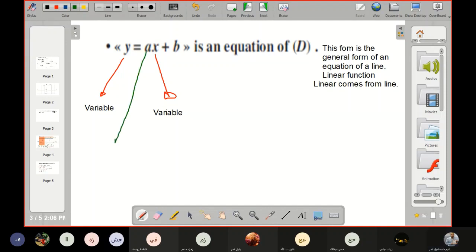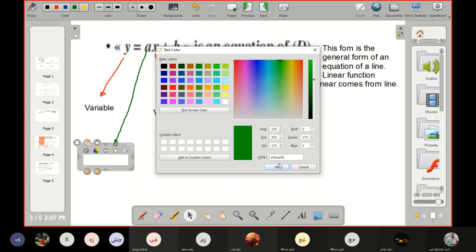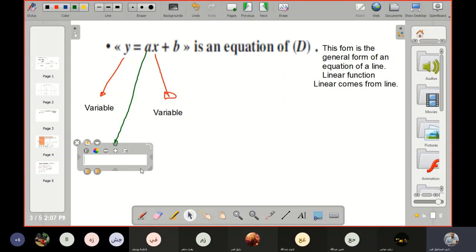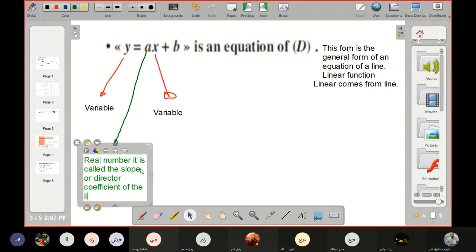A is a real number. It is called the slope, or pay attention, director coefficient of the line. The slope or director coefficient of a line.